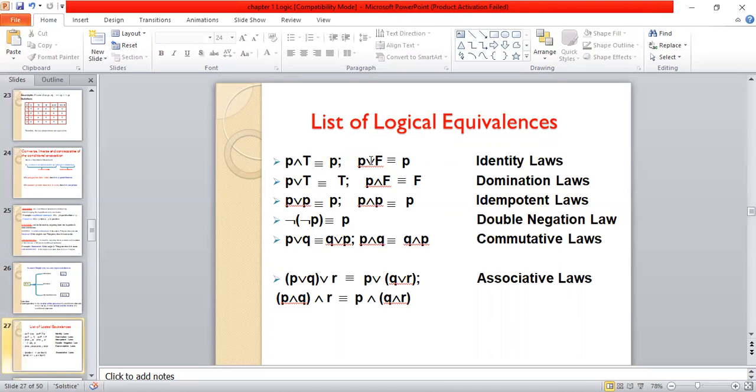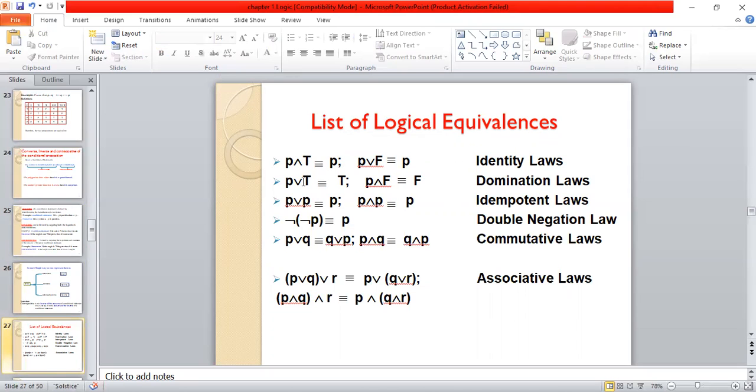And similarly, when two propositions are connected by disjunction, they become false if both statements are false. So when P is true, it becomes true. When P is false, it becomes false. So P or false is P. So the law is said to be identity law.